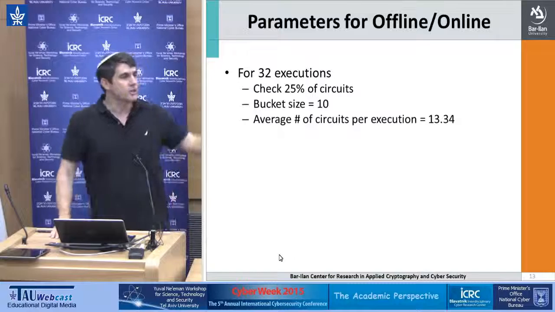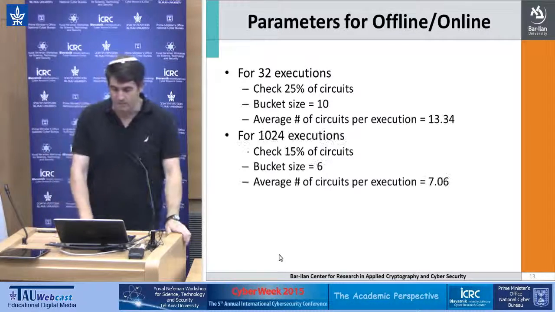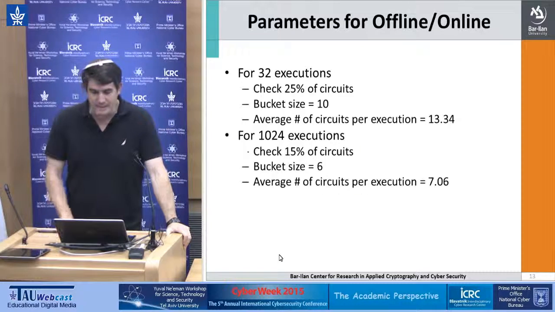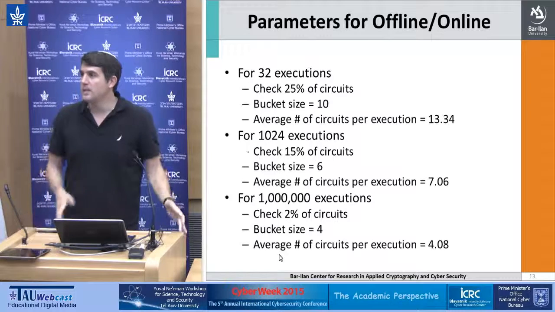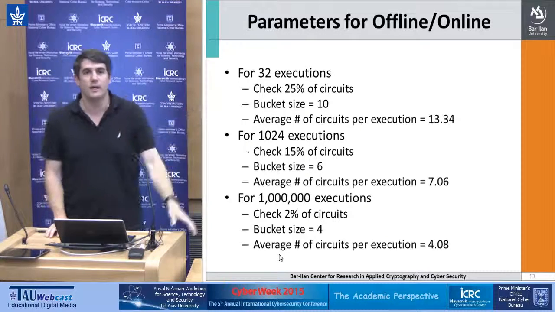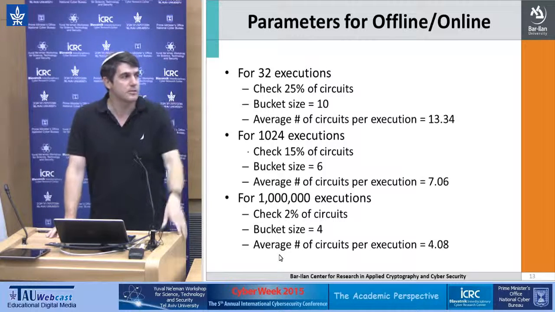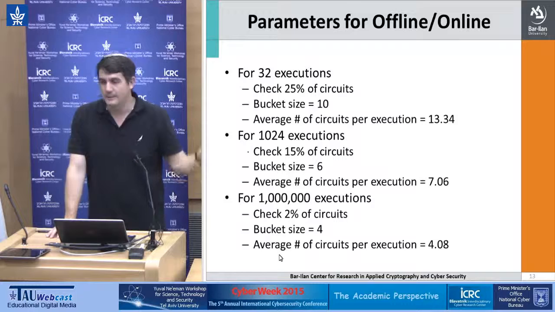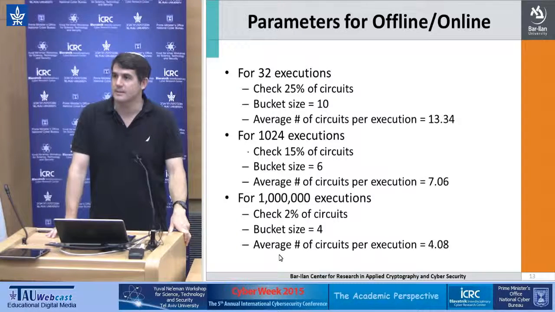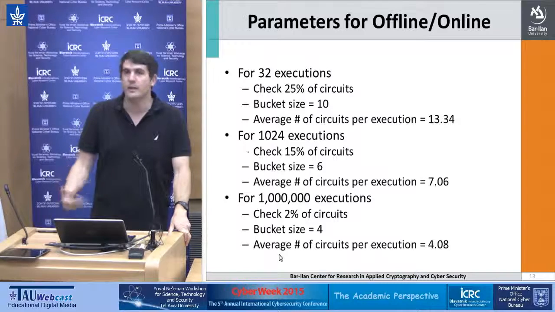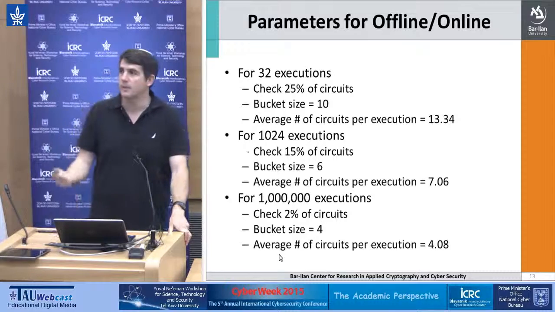So actually we check 3.34 and we leave 10, we're checking 25%. If we do 1,000, then we get down to 7. If we do 1,000,000, we get down to 4. So actually by batching a lot, and this is a quite difficult combinatorial analysis to get it down to as optimal as possible, what we end up getting is that you can prevent malicious activity with only a very small overhead of 1, 4, or 7 circuits per execution.